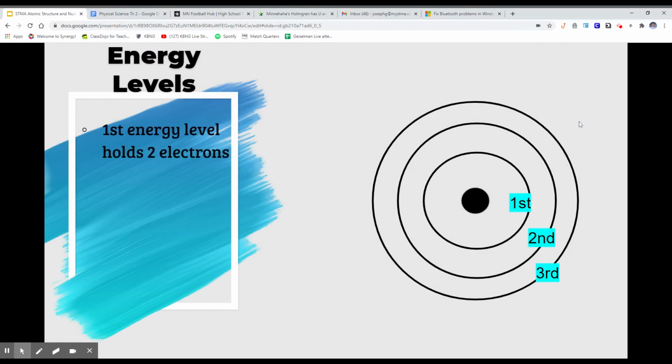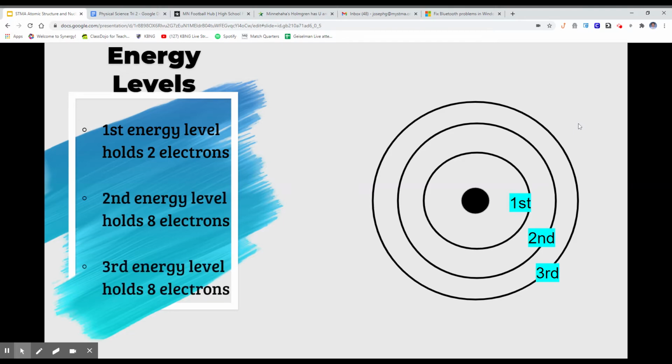So with those energy levels, the first one again holds 2 electrons, the second holds 8, and the third also holds 8. If we filled up the first level, we'd have 2 electrons. If we filled up the second level, because we add in the 2 from the first, 2 plus 8 equals 10. And then if we filled up the third level, 2 plus 8 plus 8 is 18. So every time we go through electrons, we have to fill from the inside out. We start with the first two going to the first energy level, then the next 8 fit into the second energy level, and then the third level is where the remaining 8 would go.